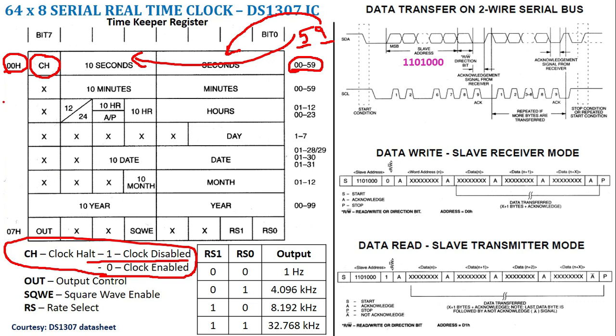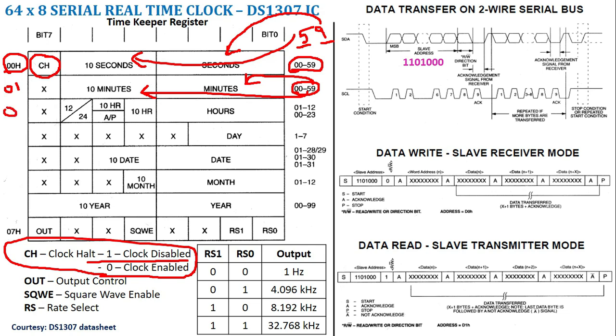Same way, in the second location, 01, we will have the minutes information. Again, minutes can be from 00 to 59. So again, the 9 in BCD format will go to the lower 4 bits, and the 5 in BCD format will come to the upper 4 bits, and the 7th bit is not used here.